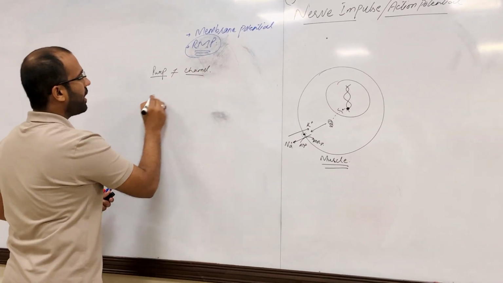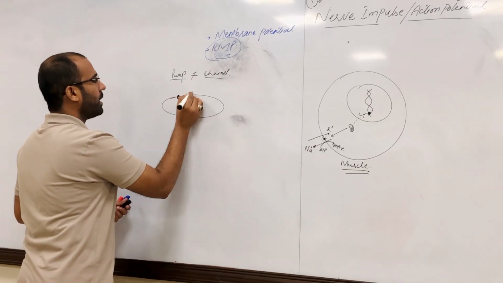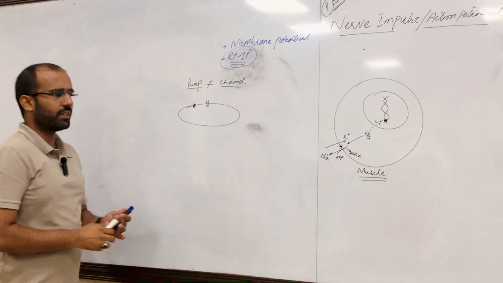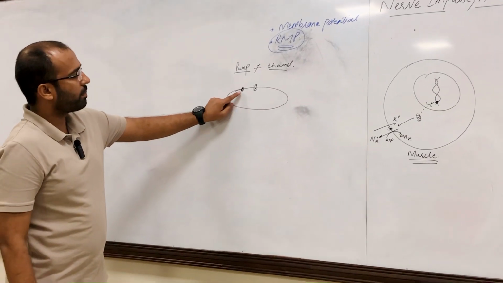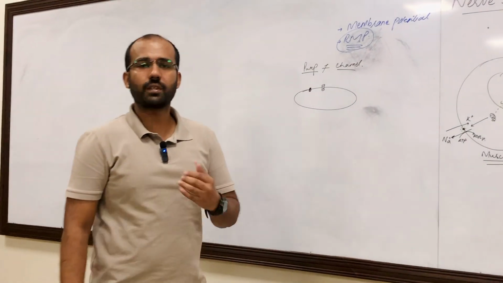Pumps and channels are present in the plasma membrane. Suppose this is a pump and this is the channel. What is the main difference? There is a difference, and you must know it. Whenever we call it a pump, this is a particular ion pump.